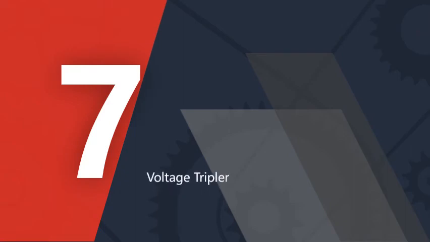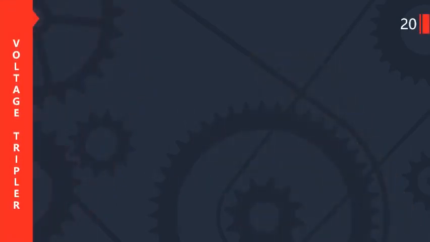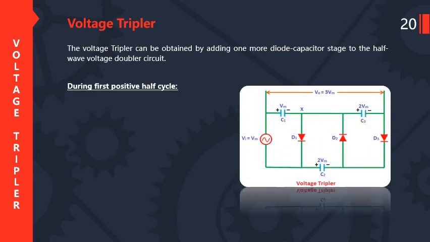The next topic is a voltage tripler circuit. The voltage tripler can be obtained by adding one more diode or capacitor stage to the half wave voltage doubler circuit. So this is the diagram of voltage tripler circuit.